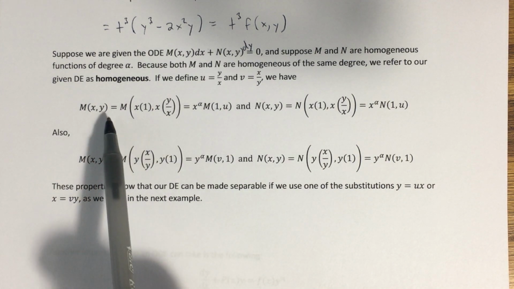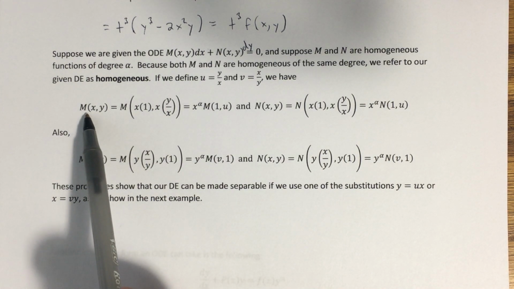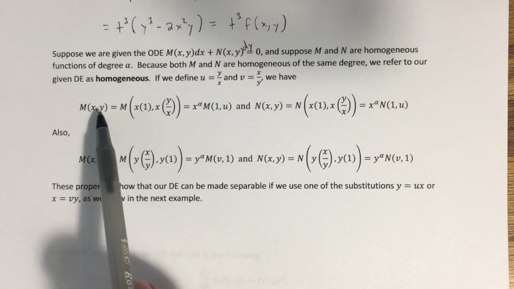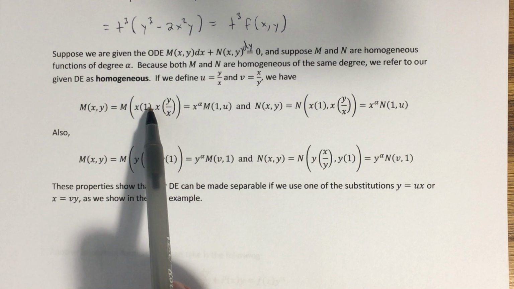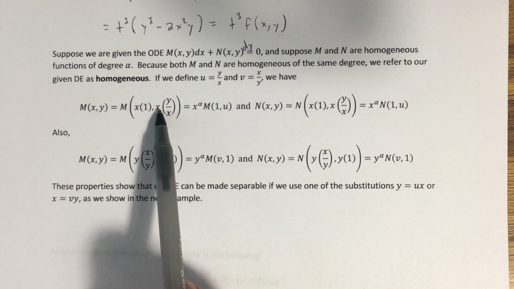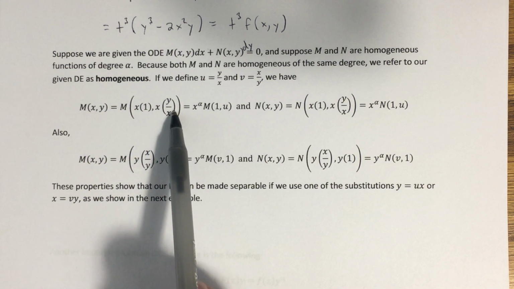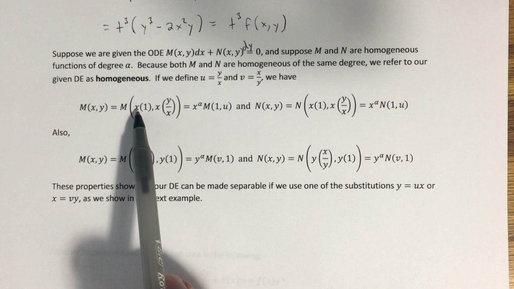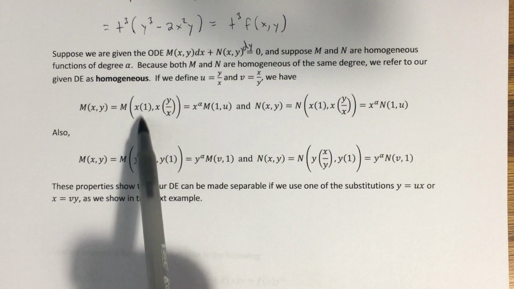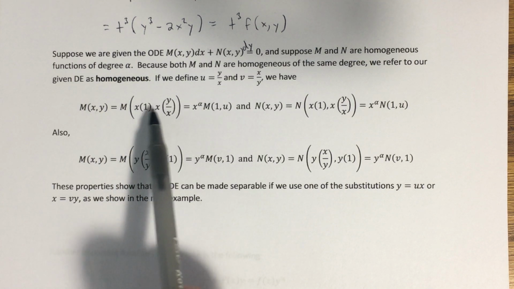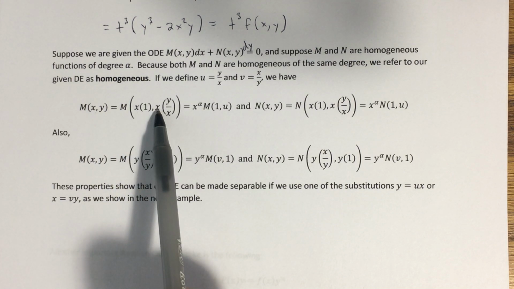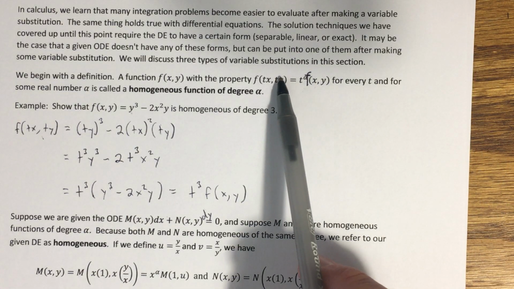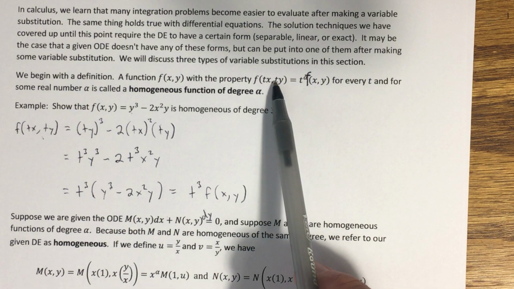So in that case, one thing we can do is if we take M of xy, I can write this in a specific way. x is equal to x times 1, and y is equal to x times y over x. Clearly, right? The purpose behind doing this is now I have x times something and x times something in each of my arguments. That x in each of those arguments is going to play the role of the t that shows up in this definition for our function.